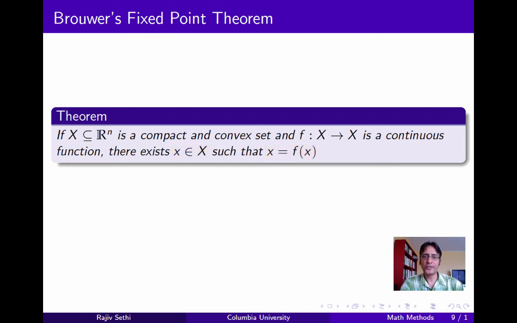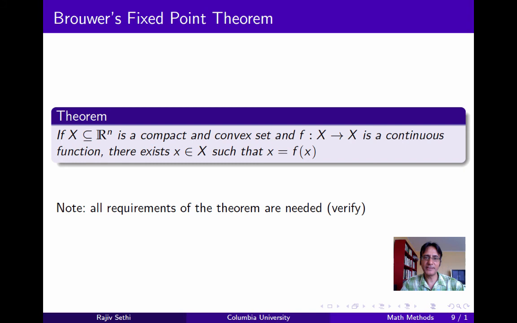Now if you recall that for subsets of R^n, the property of being compact is equivalent to the property of being both closed and bounded. What this says is that if X is a subset of R^n that is closed, bounded, and convex, then any continuous self-map on X has a fixed point. Now the proof of this theorem is quite demanding, and we're not going to go through it in this course, but you should verify that each of the requirements of the theorem is necessary.